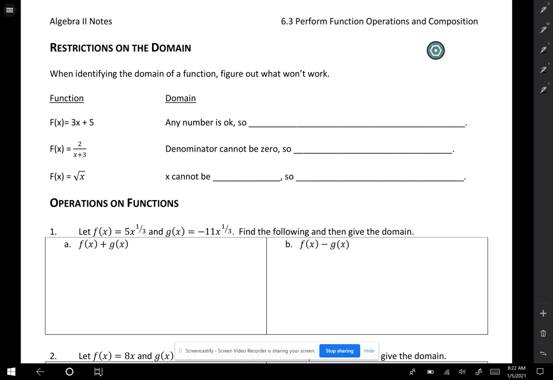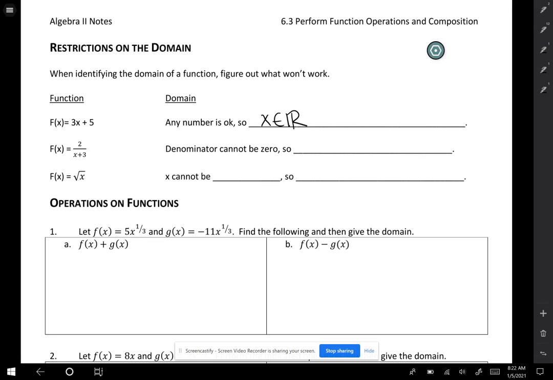So for the first function, f of x equals 3x plus 5, think to yourself, is there any number that you cannot plug in for x? Well, positive numbers will work, 0 will work, and so will negative numbers. So since any number is okay, x can be any real number. So this represents x as an element of all real numbers. It just says that x can be any number.